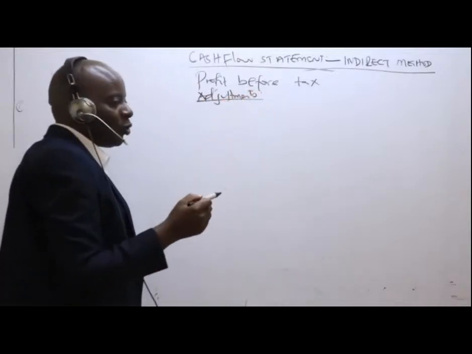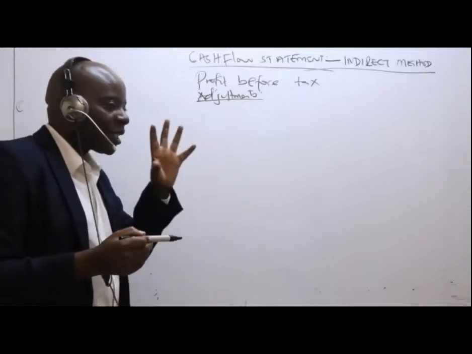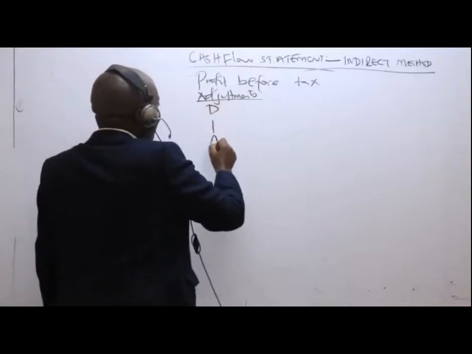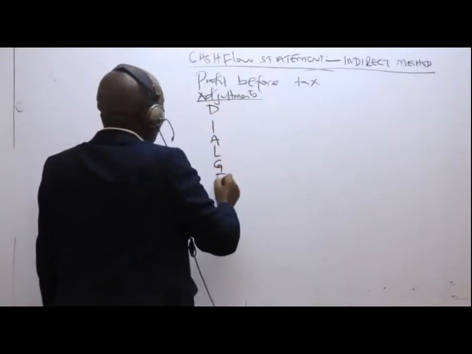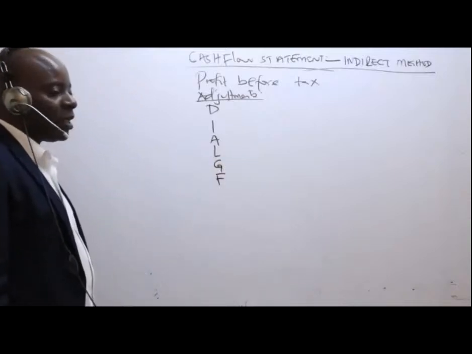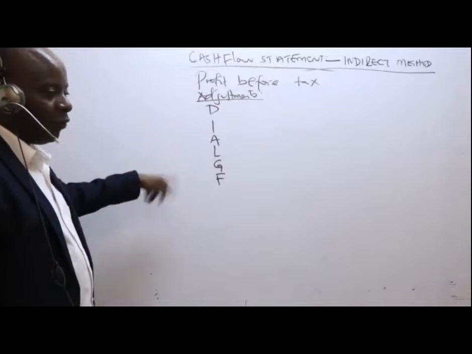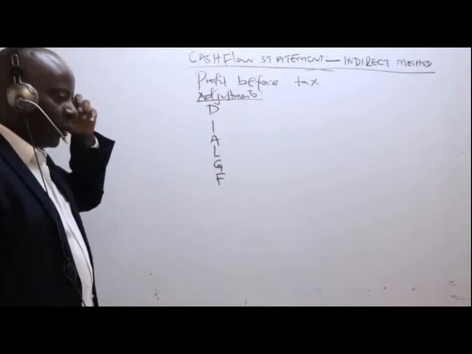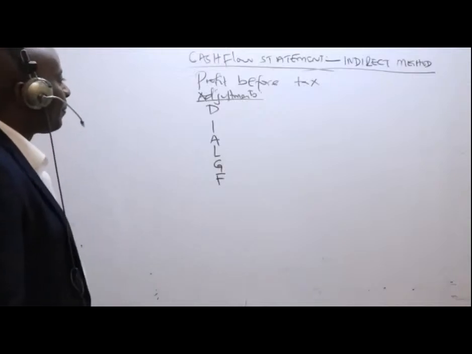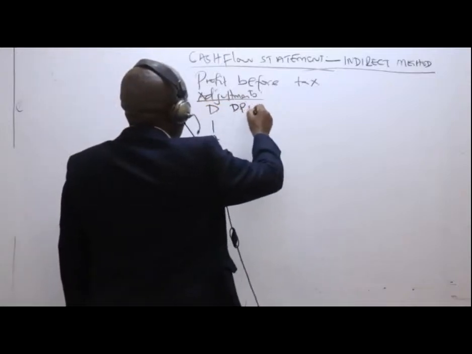And how do we do these adjustments? There is an acronym that you must cram: dial God's number for food. You dial God's number for food. You dial God's number for who? For food. So the first D here stands for depreciation.